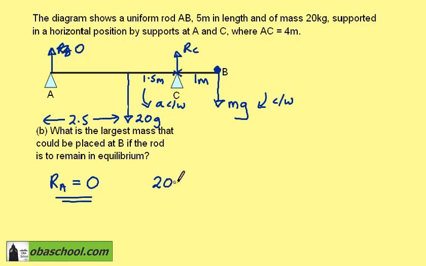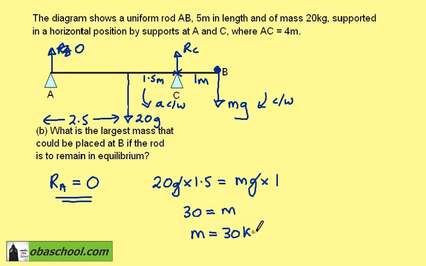The 20g times 1.5 must be equal to the mg times 1. The g's will cancel, and so we get 30 is equal to m, so the largest mass we can place at B is 30 kilograms.